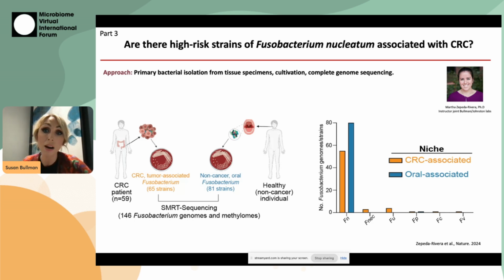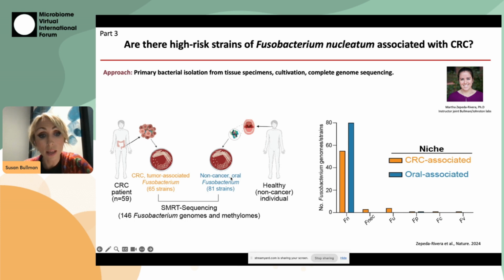To assess this, we carried out a range of traditional microbial culture approaches. This work was led by Martha Zepeda Riviera, who was a postdoc in Chris Johnson's lab and my lab at the time, and she's now a staff scientist within our group and moving to instructor. To start this analysis, we cultured from close to 120 patient colorectal tumors. These were treatment naive primary colorectal tumors, and we carried out targeted Fusobacterium culture on these tumors, from which we isolated 65 unique strains.